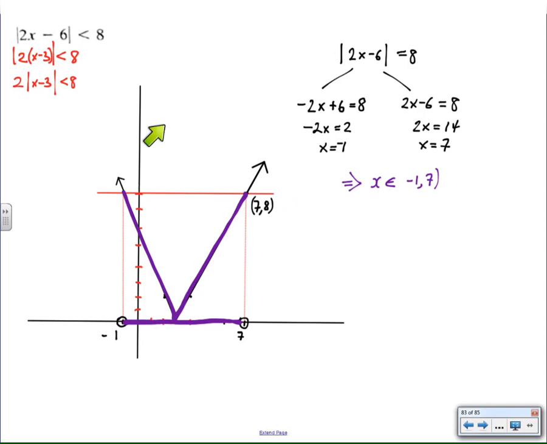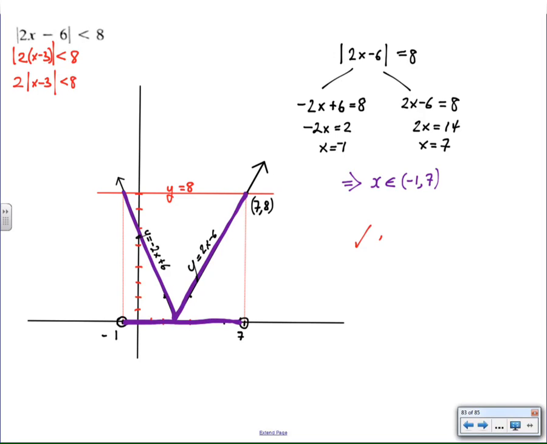Furthermore, since it's an inequality that we're looking for, we want the absolute value stuff to be lower than 8. So we're going to take all the stuff that's below, and that happens whenever x is between -1 and 7. So that's my solution set.